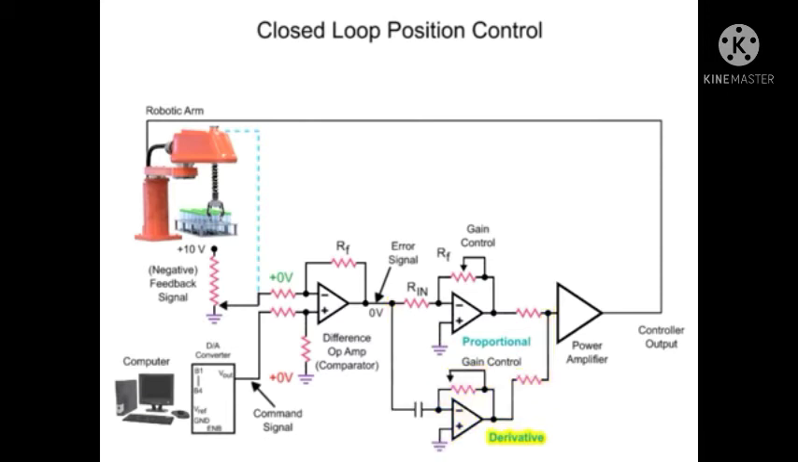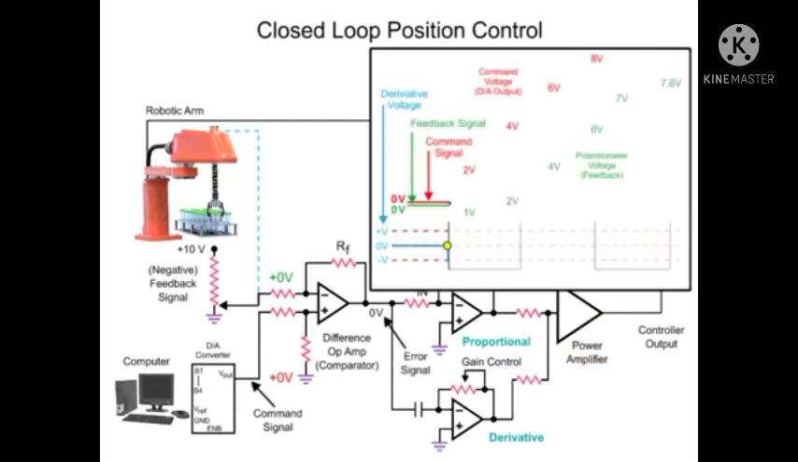The derivative amplifier produces an output while the signal applied to the amplifier's input is changing. As the arm lags behind the command signal, the error signal generated causes the derivative amplifier to produce a voltage that adds to the output of the proportional amplifier. The sum of both voltages is applied to the power amp, which results in the robotic arm accelerating at a similar rate to the changing command signal.